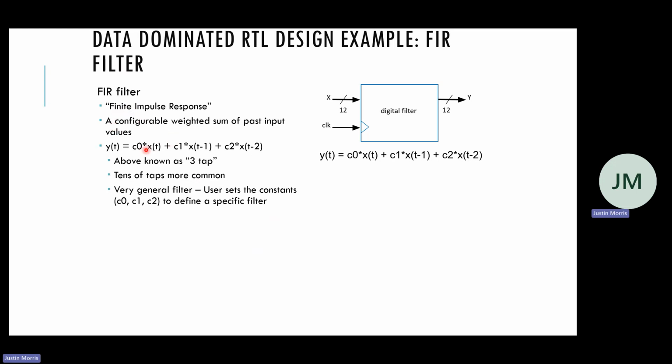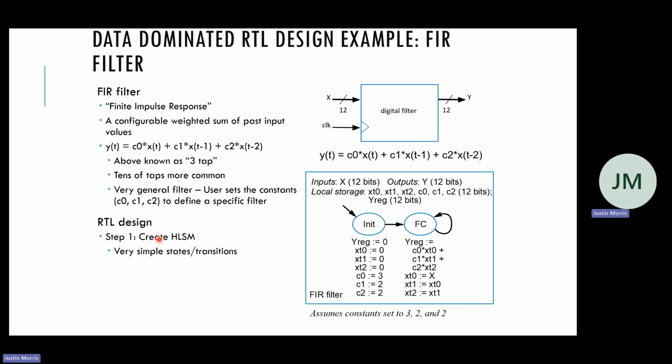So this is our FIR filter. And this filter is not only taking the average, but it's configurable in that it's taking this weighted sum of the previous inputs. So C0, C1, C2, it's like a weight. And this one is 3-tap because we're looking at the previous three values. And it just is mentioning that 3-tap is not very common. Usually it's a lot larger than that. And this one is going to be a general filter because we can set our parameters for what our weights are. And based on the weights, we can design a more specific filter. So here's our 3-tap. This is the function.